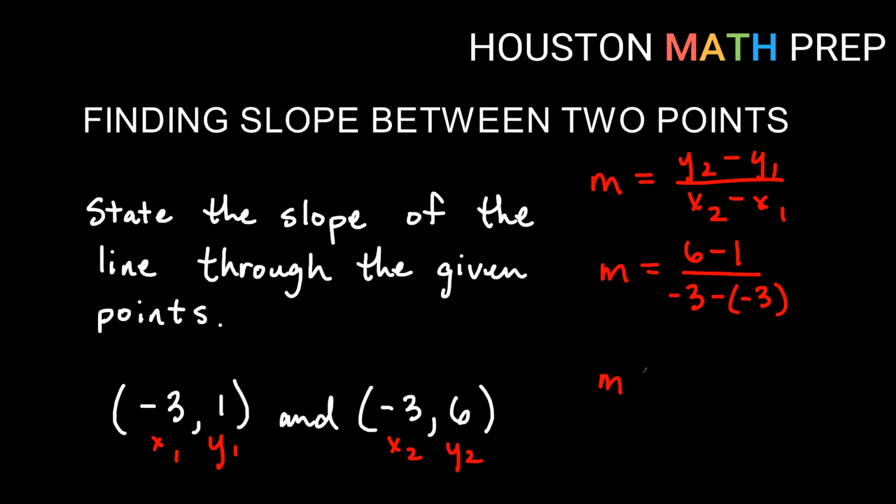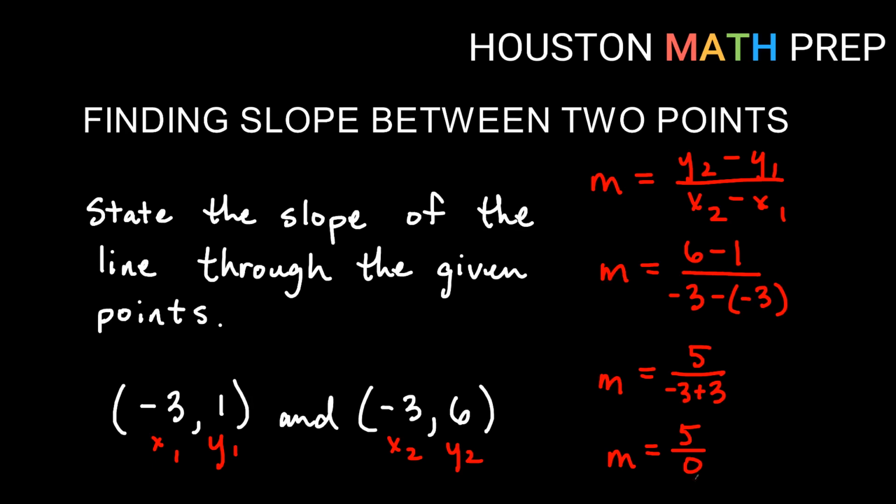And that minus negative, think about what's happening here. So 6 minus 1 on the top will give you 5, but this is like negative 3 plus 3. So what we really end up with at the bottom is 0. We get 5 over 0. And remember, fractions are like division, so that's the same as saying 5 divided by 0.